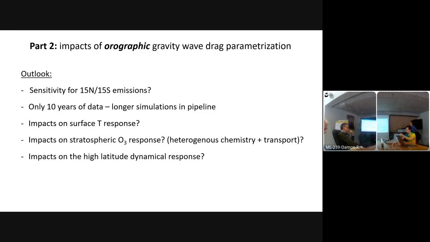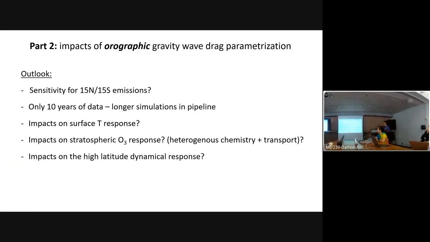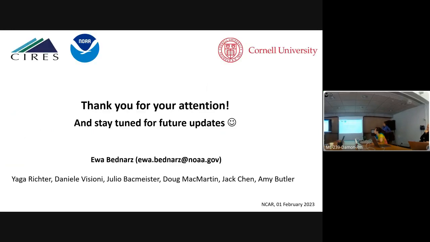And I'm also interested in looking at the impacts the uncertainty in stratospheric circulation has on the simulated stratospheric ozone response. This is in terms of how much heterogeneous ozone depletion you get in the high latitudes, and how much ozone transport you get also to the high latitudes, especially in the northern hemisphere. And then eventually, I'm also interested in looking at the impacts on high latitude dynamical response and how much uncertainty on that can come from the model dynamical fields. And with that, I want to thank you for your attention, and please stay tuned for future updates.